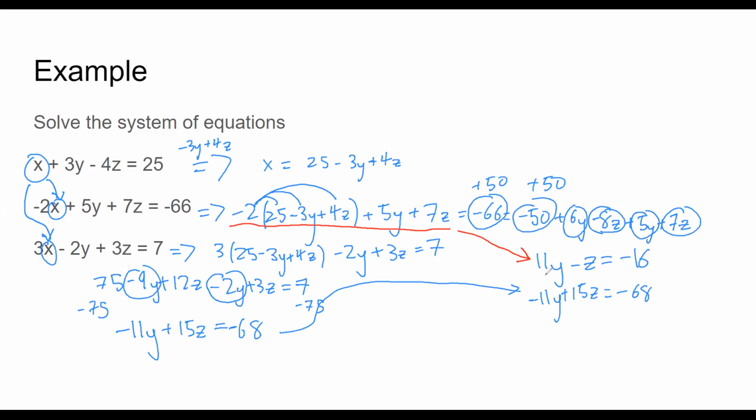So, we have an 11y here and a negative 11y here. So the easiest path now is probably going to be elimination. We can add them, so the 11y and the negative 11y will cancel out. Then we have negative z plus 15z, so that gives us 14z. Then we add negative 16 and negative 68 to get negative 84. And then we can divide by 14 to get z is equal to negative 6.